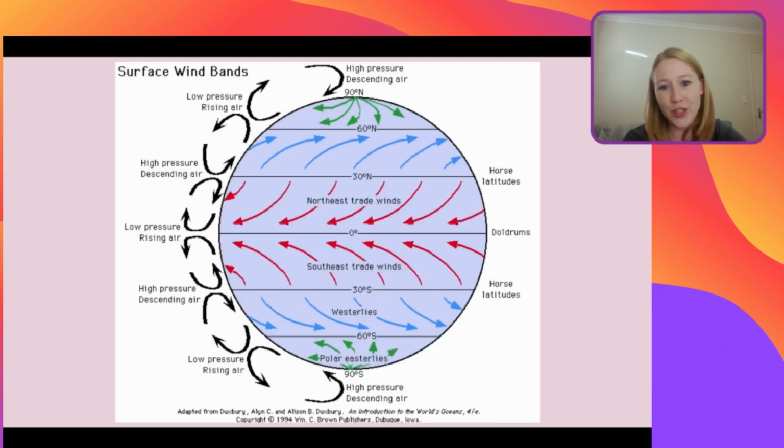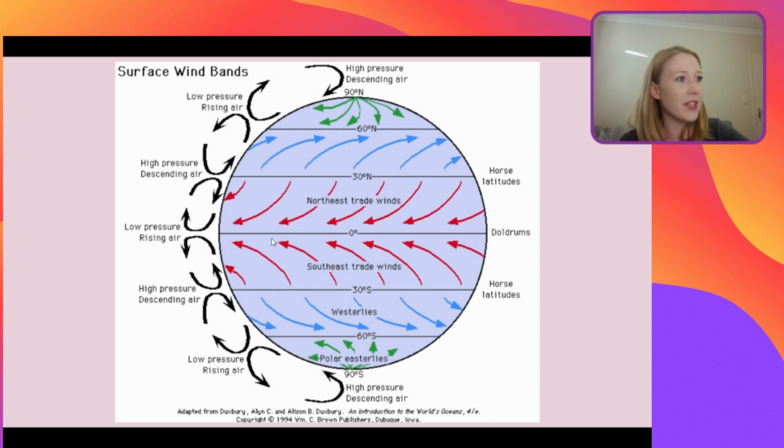So there's just another version of the same diagram. This is basically what I was drawing on that other diagram. We have the cells, we have the air rising, it sinks, it creates a high pressure cell. This is our Hadley cell, the Hadley circulation. Cold air sinking, creating the polar cell, and then the drive between the two is the Ferrel cell. Okay, so there's our three cells.